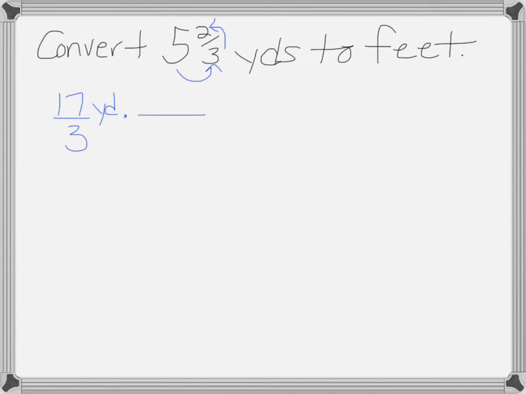Multiply by a fraction. I want to get rid of yards, so yards goes on the bottom. Feet is what I want to end up with. That goes on the top. And then using our conversion chart, I know that there are 3 feet in 1 yard. Canceling diagonally, yards cancel with yards, and diagonally the other direction, 3 divides out with the other 3. So multiplying across the top, we have 17 feet. Across the bottom is just 1, so 17 feet is the result.